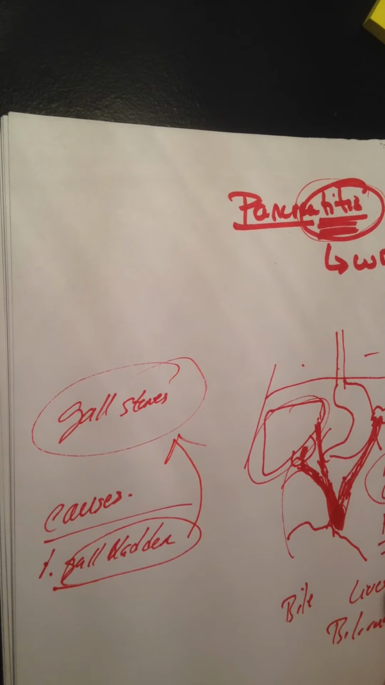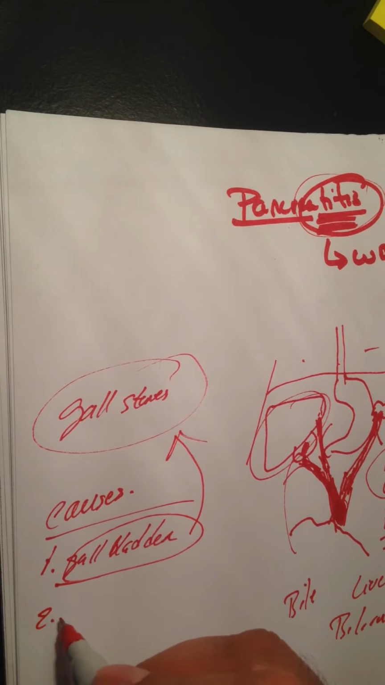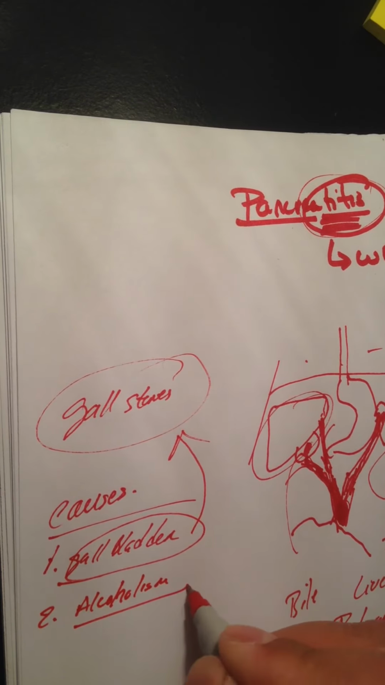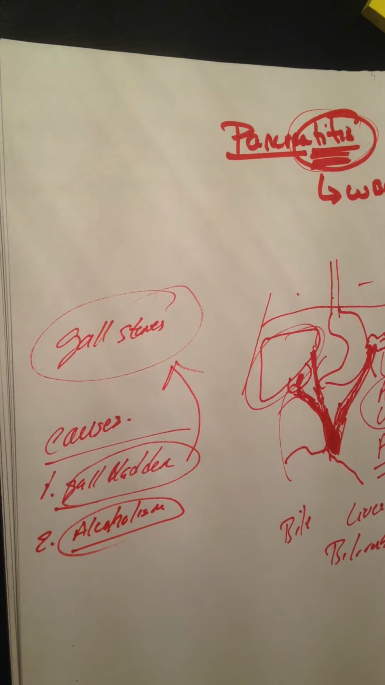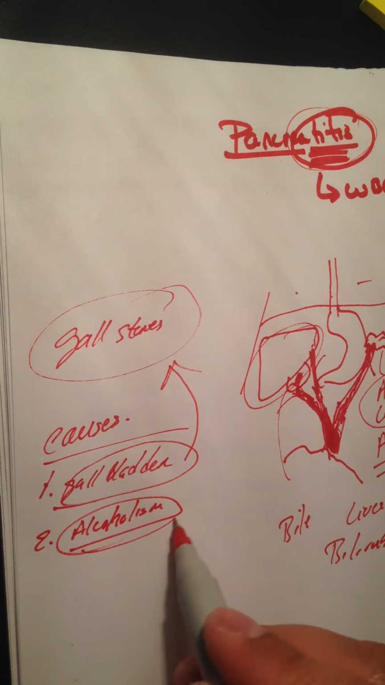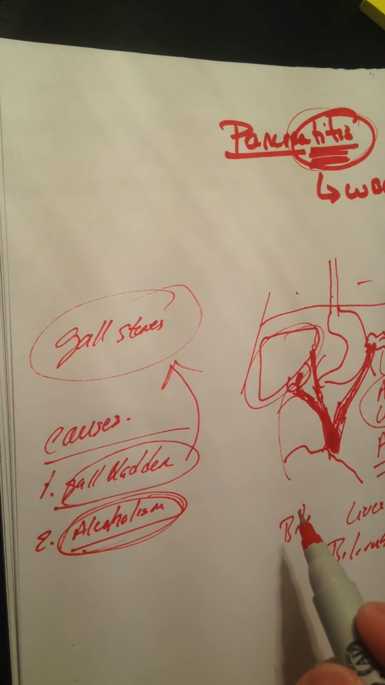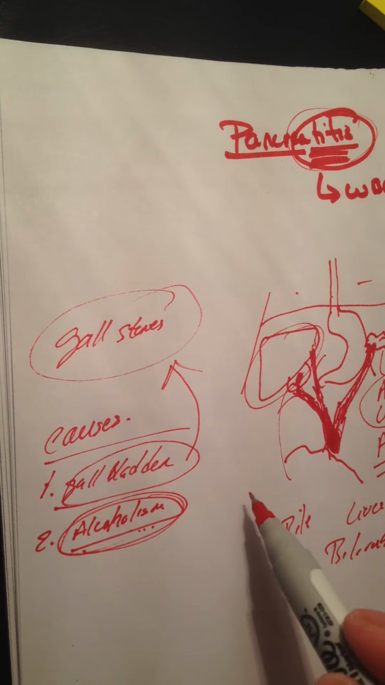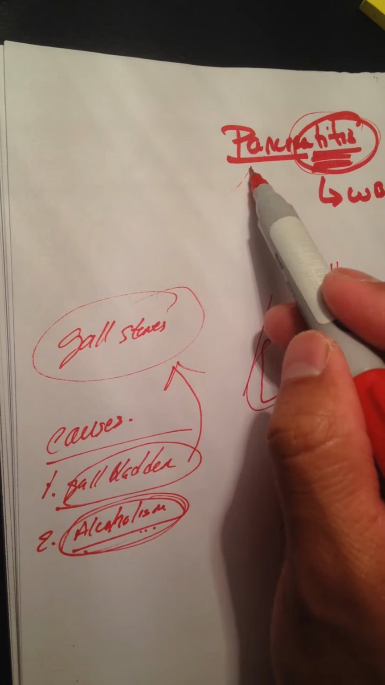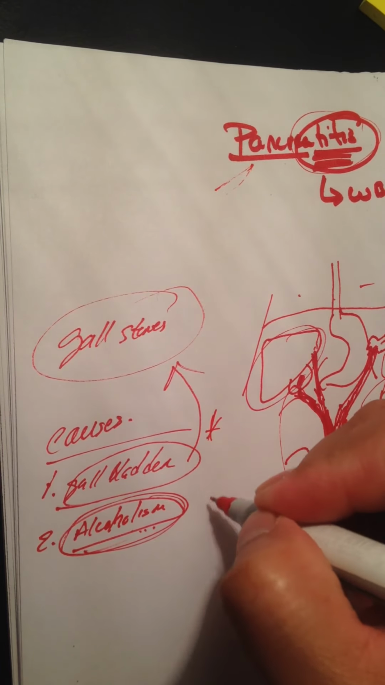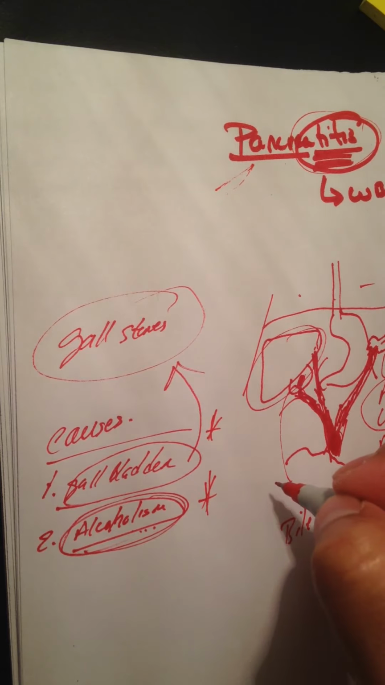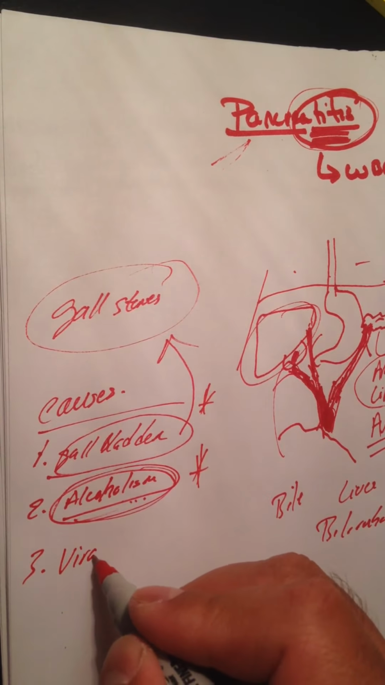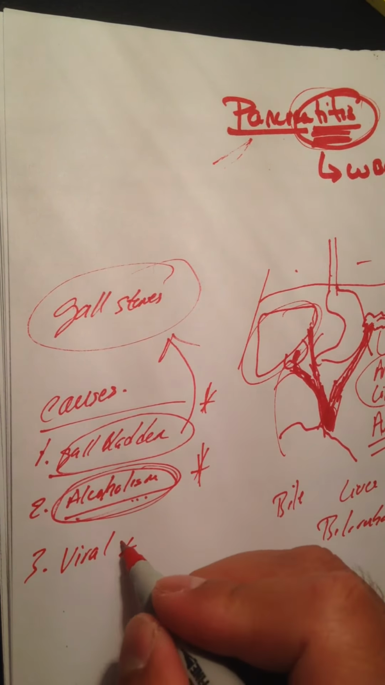So again, here's a cause: gallbladder problems. More importantly, gallbladder stones. Number two, alcoholism. Does your patient drink alcohol chronically, large amounts of alcohol? Because alcoholism can cause pancreatitis. And these are your major causes for pancreatitis. There are other things, for example, viral infections or bacterial infections.